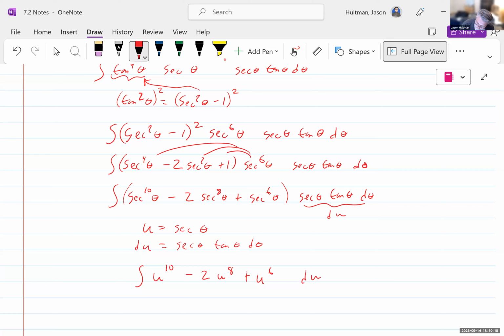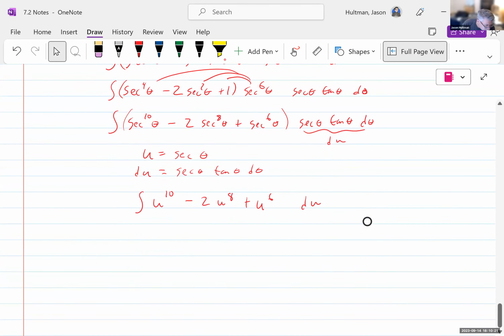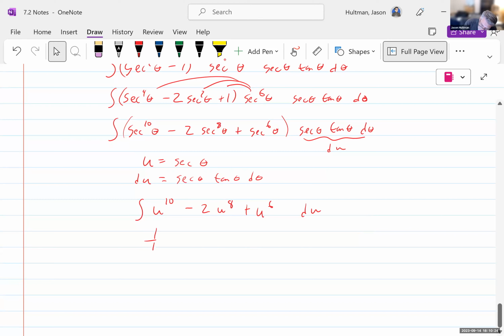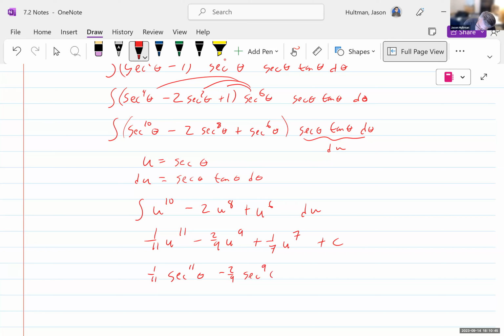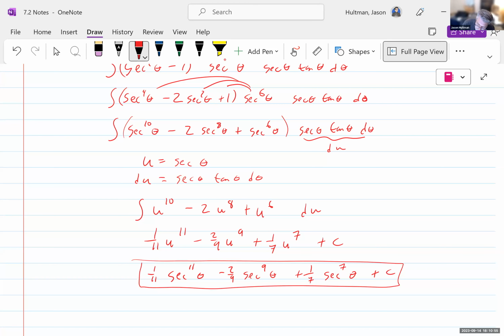Okay, that's a pretty easy integral. That's just going to end up being 1/11th u to the 11th minus 2/9 u to the 9th plus 1/7 u to the 7th plus c. But what was u? u was secant theta. So this is 1/11th secant to the 11th theta minus 2/9 secant to the 9th theta plus 1/7 secant to the 7th theta plus c. Always plus c.